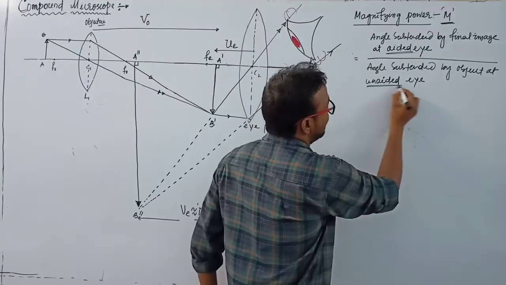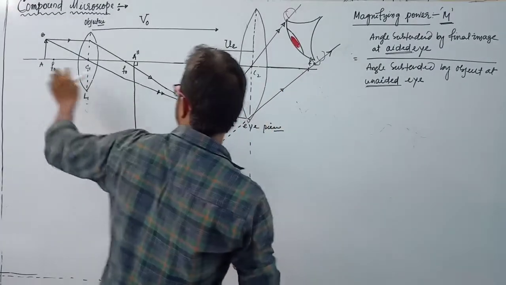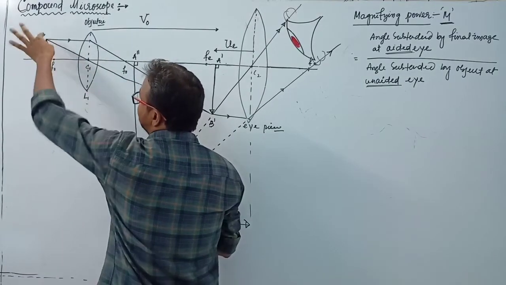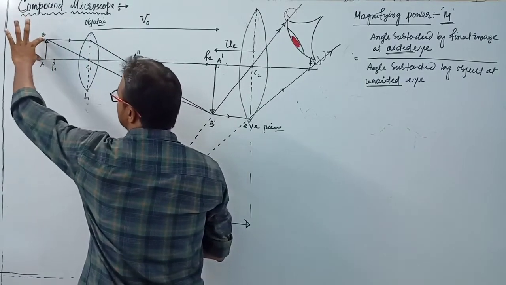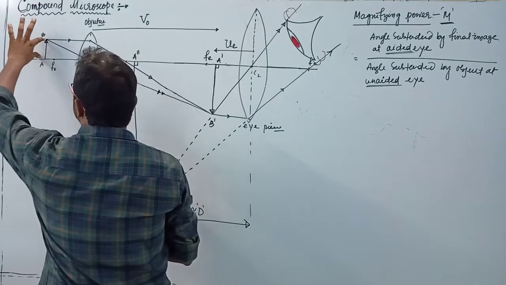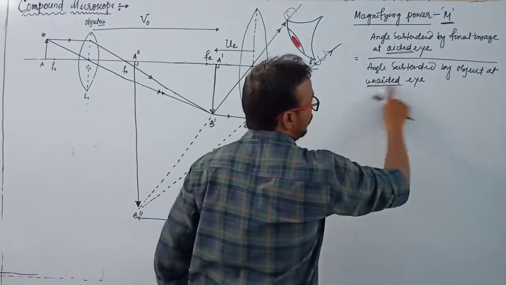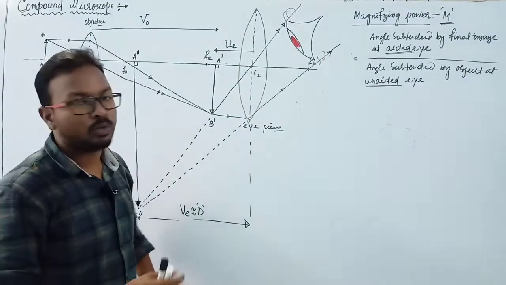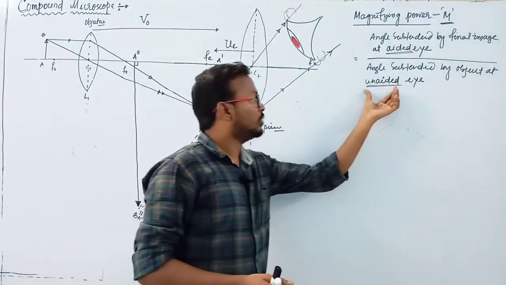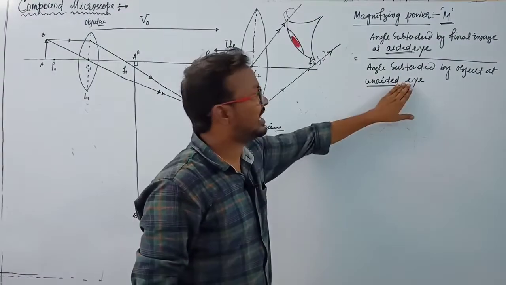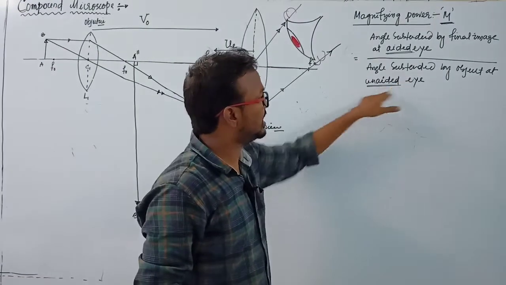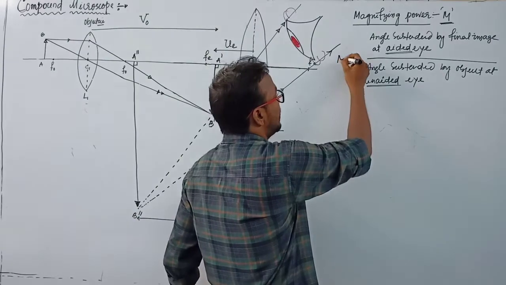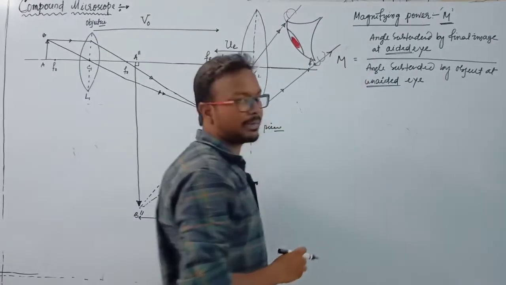Unaided eye means, suppose this object is situated here, if we observe this point with no lens. If we observe the image of an object without any lens, or we can say for the naked eye, at that time we use the word unaided eye. And so this is the magnifying power of a compound microscope.